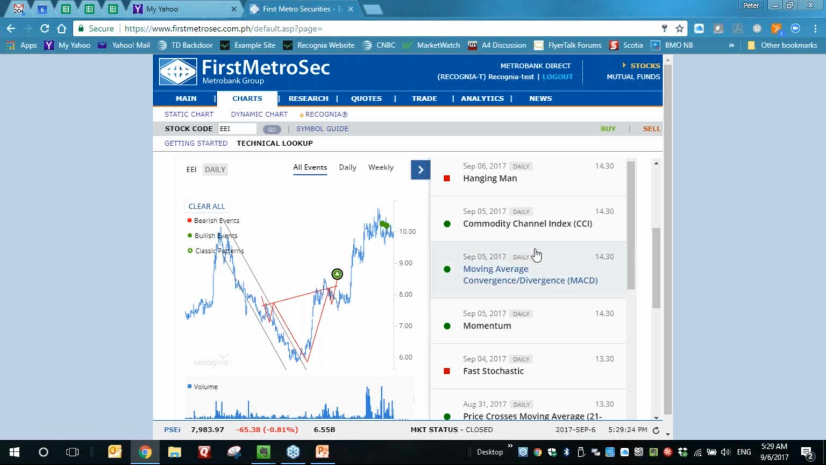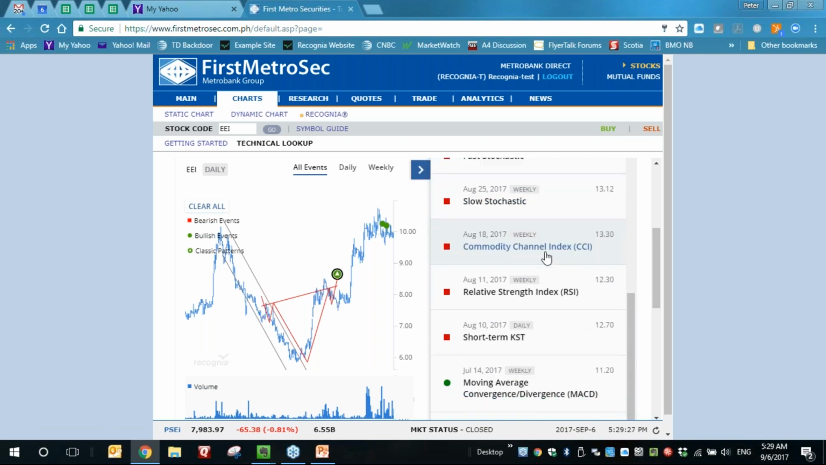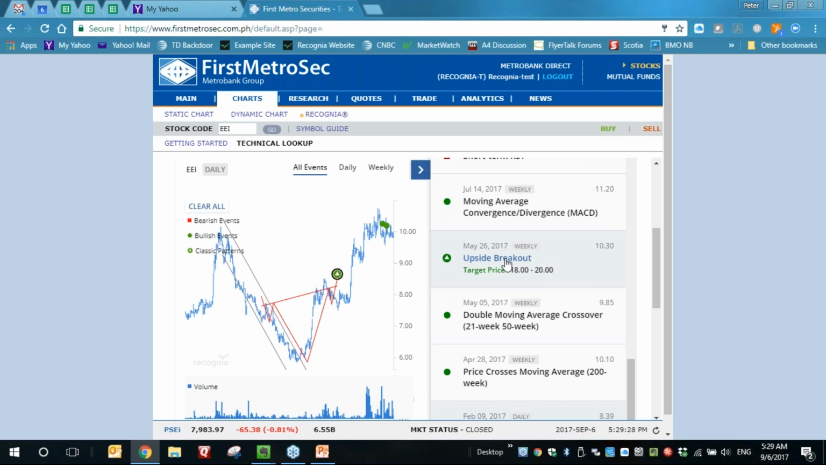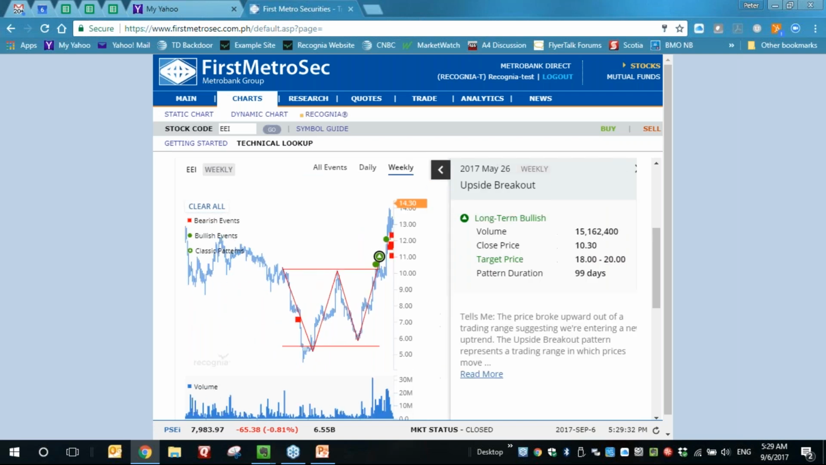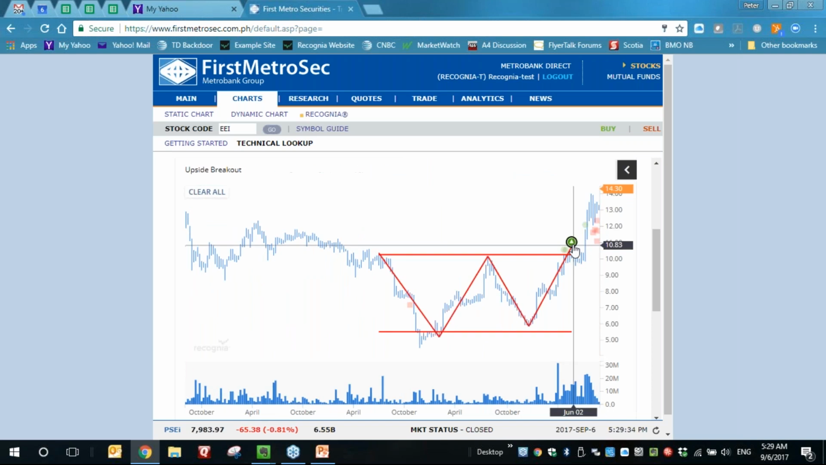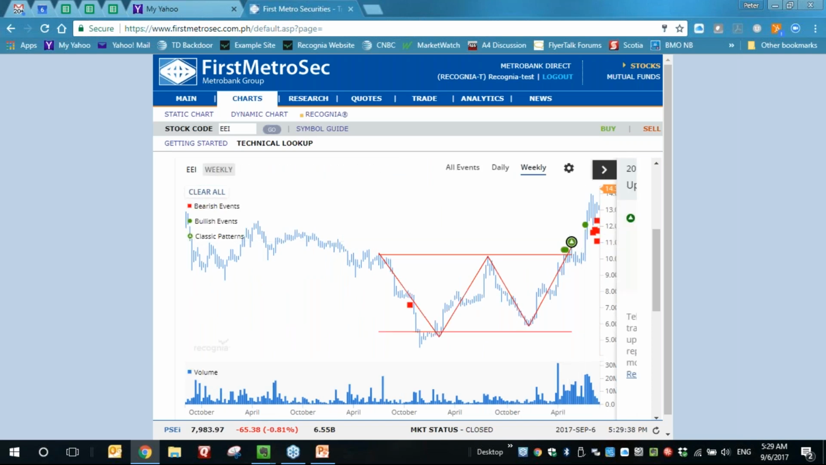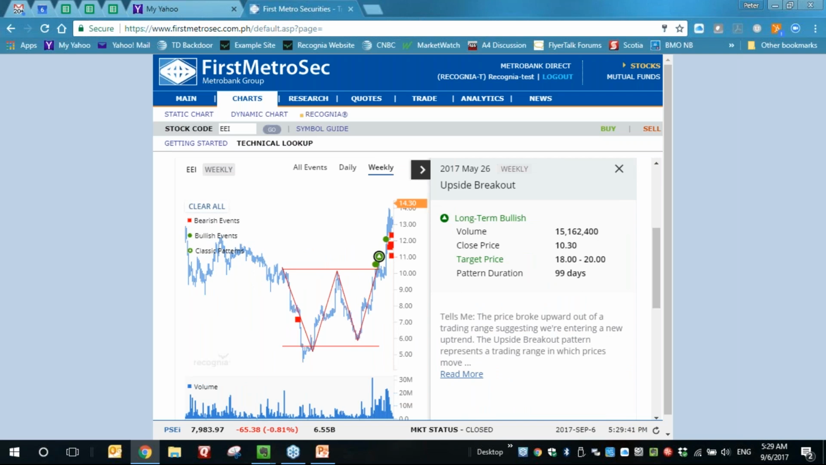Let's just see what else we have here. I think we also had another classic pattern, which was an upside breakout. Let's click on that one. So here's our upside breakout. That occurred on May the 19th. At the time that this pattern occurred, the stock was trading at 10.30, and this particular price pattern suggested a target price of $18 to $20 in the next 100 days.